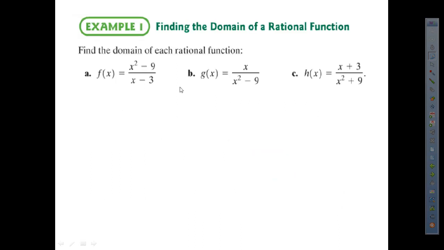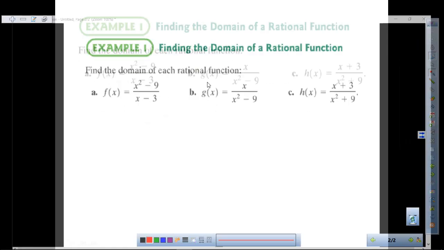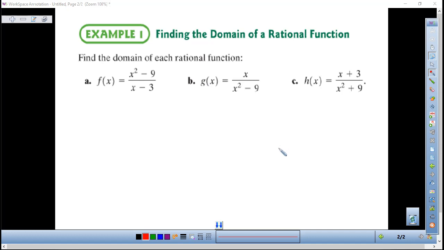Alright, so let's find the domain of each of these rational functions. Remember, the only thing we're looking for is what is going to make the denominator 0. I'm going to do these in interval notation just so you can see it, but first things first, what's going to make the denominator 0 here? Well, if x minus 3 equals 0, that's going to happen when x equals positive 3. So the domain for this is all real numbers except for x equals 3.